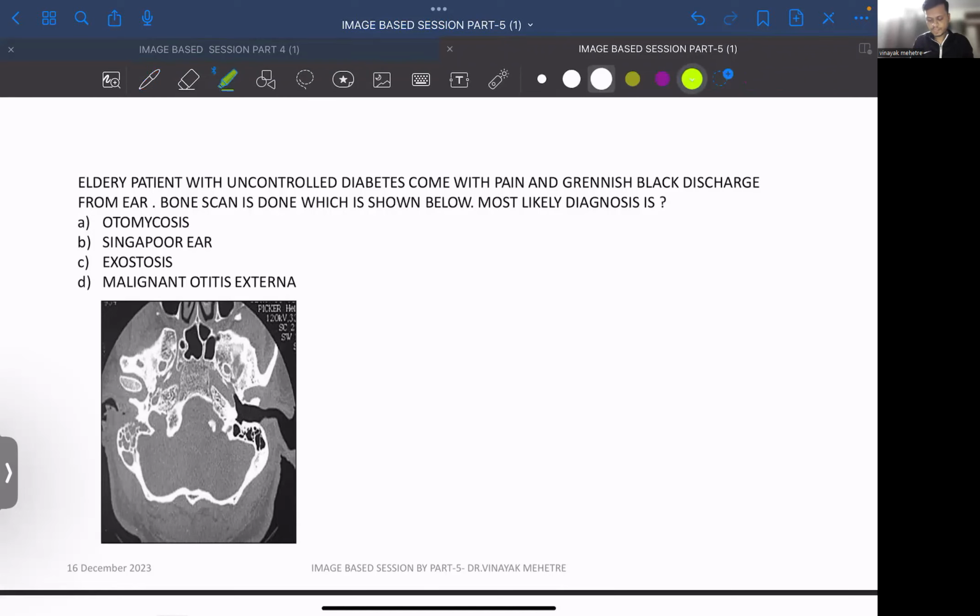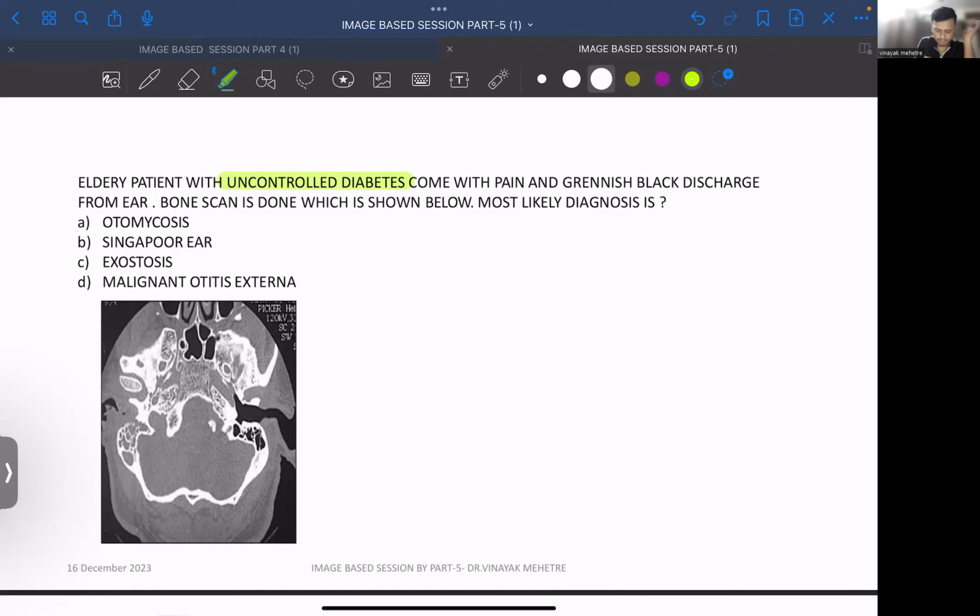I will give you the one mantra. Uncontrolled diabetes. Whenever the examiner is going to write down uncontrolled diabetes, most of the time the organism which is going to cause the infection is going to be Pseudomonas. Pseudomonas question, always, every time with diabetes. And what does Pseudomonas cause in the external ear and middle ear? That is malignant otitis externa.